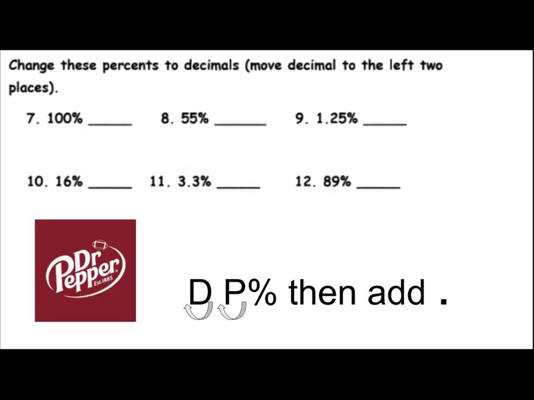Now let's look the other way. So again, Dr. Pepper, this is my decimal. This is my percent. This time I'm moving from percent to decimal. So I'm moving from the P in Dr. Pepper to the D in Dr. Pepper. So I'm going to move 2 places to the left this time.